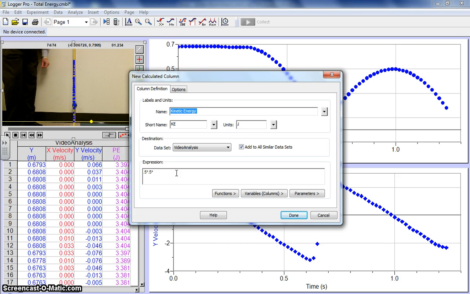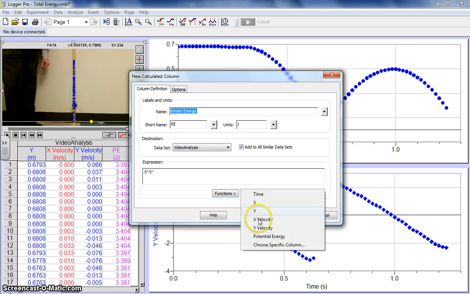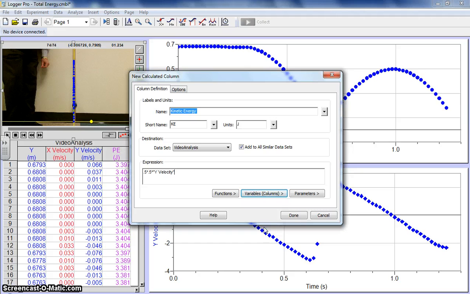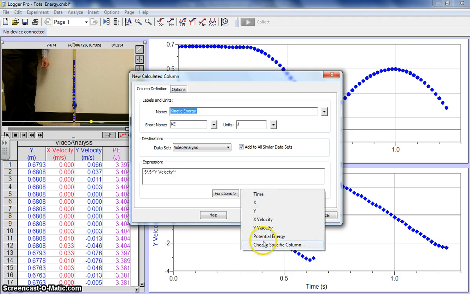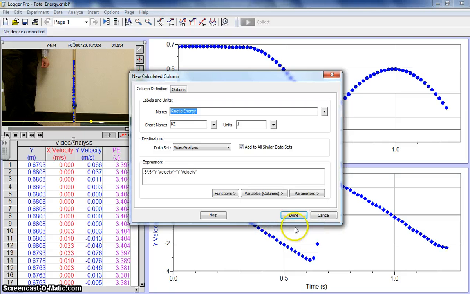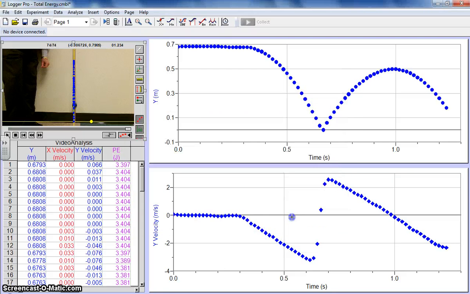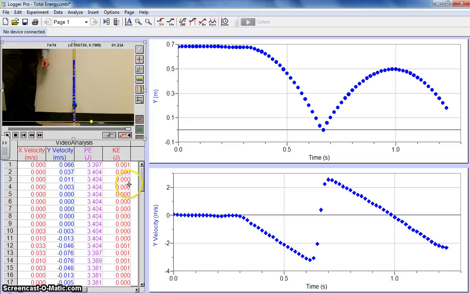And then I'm going to multiply by velocity. And I'm concerned about the Y velocity. This is going up and down. And you can either use the caret with a 2 for squared, or you can just enter velocity twice, which is what I'm going to do. I'm going to hit done. So now you can see that I've got another column for kinetic energy.